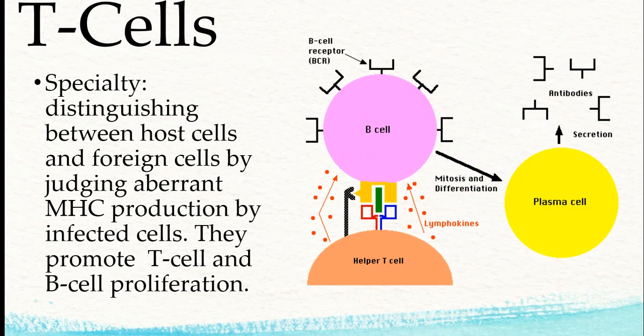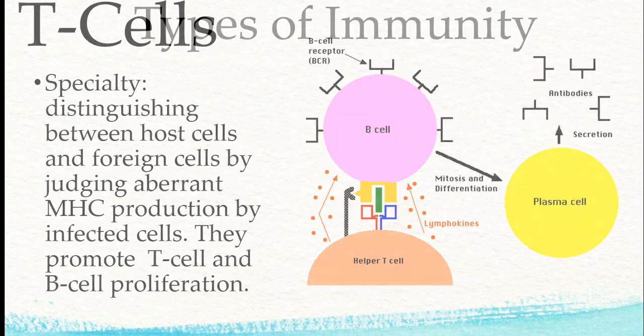Here are our T cells. Remember, thymic education. Their specialty is distinguishing between the host cell, that's me, and foreign cells, that's the thing that came in, by judging what we call aberrant MHC, major histocompatibility complex, on infected cells. So they will promote T cell and B cell proliferation. That's more of them being made, all right? So here's our B cell, our helper T cell. The plasma cell, remember, is kind of like the big one that's going to decide what antibodies are being made at all. So it differentiates from that B cell. We had a slide on that a little bit earlier.